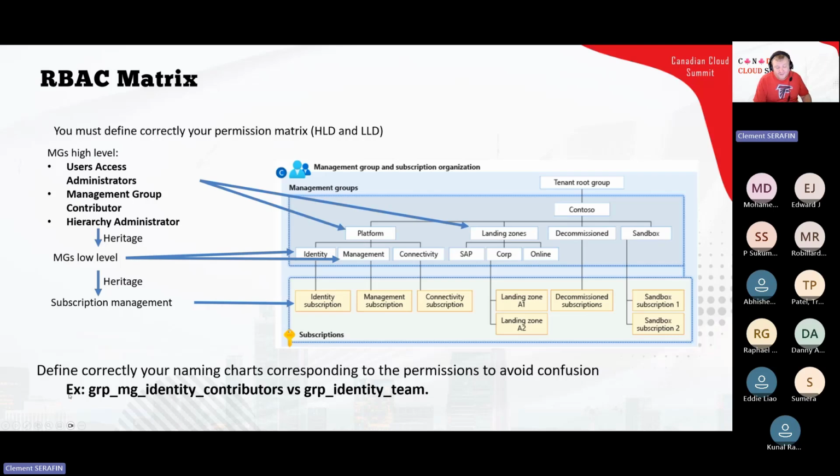And when you have PIM for groups, it will allow you to avoid permanent permissions on people who are managing identity. Normally, when your identity subscription is deployed, your Active Directory is inside. Normally, it's not the stuff we are touching a lot. So that means we don't want permissions which are permanent on it.